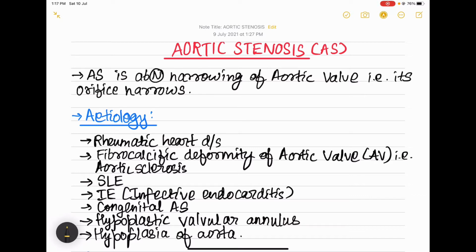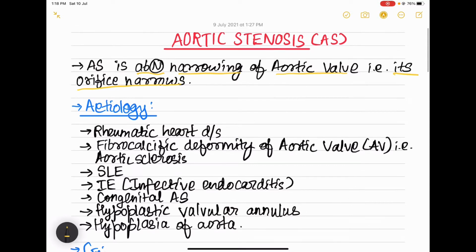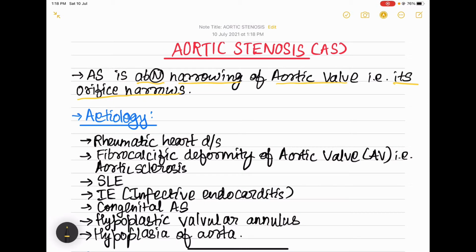Now, without wasting any time further, let's get into today's topic. So today I'm going to discuss with you aortic stenosis, which is an aortic valve disorder. Aortic stenosis is defined as abnormal narrowing of the aortic valve, that is, its orifice narrows. Okay, so basically the orifice area of the aortic valve narrows.